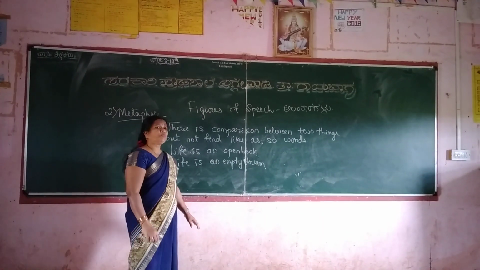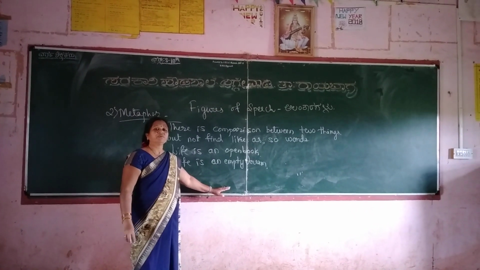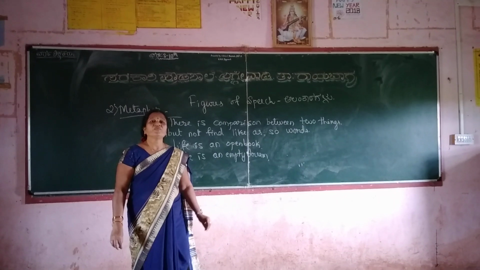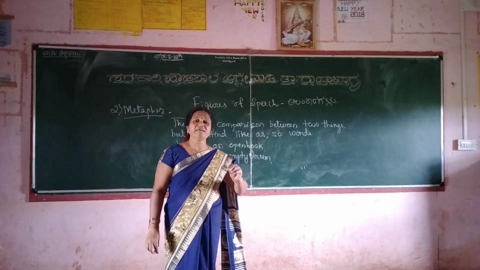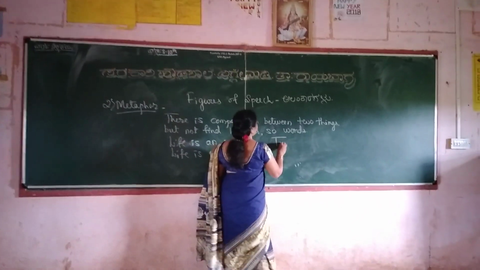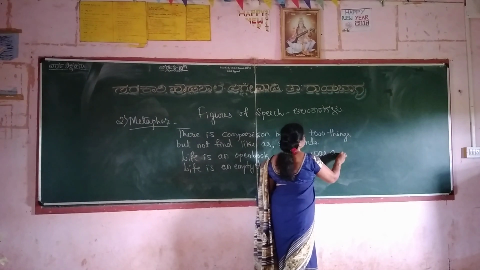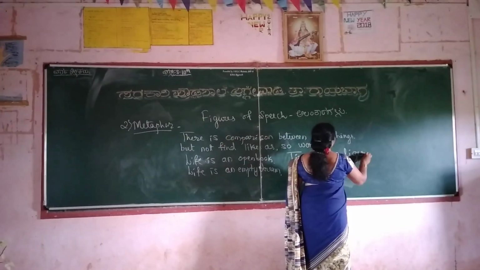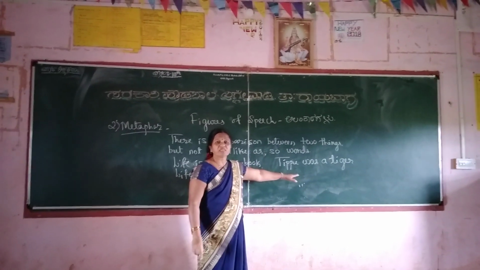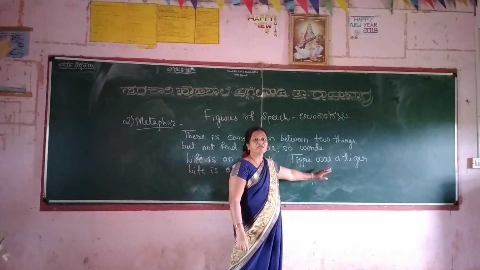Now see, Tipu was as brave as a tiger. Which figure of speech is it? It is simile. While changing that sentence into metaphor, we write like this: Tipu was a tiger. Here we compare Tipu to a tiger. There is a comparison, but those words are not used. That is why this figure of speech is called metaphor.